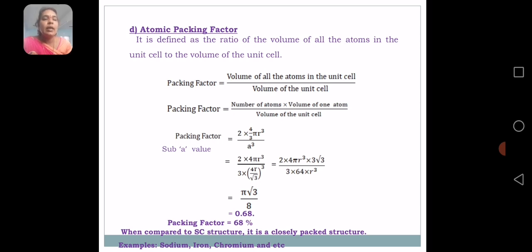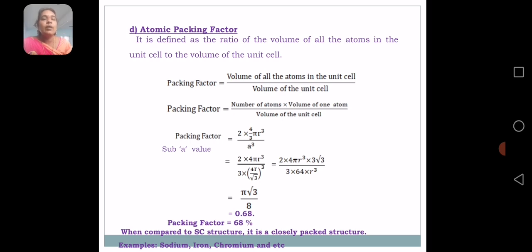Then substitute the A cube value. What is A? We already found out, that is A equal to 4r divided by root 3. So 2 into 4 by 3 pi r cube, divided by 4r by root 3, the whole cube. Simplify this equation, we get pi root 3 divided by 8. Calculating pi root 3 divided by 8, finally we get the value 0.68, taking the percentage, so the packing factor is 68%. When compared to the SC structure, it is a closely packed structure. The SC structure value is 52%, and the BCC value is 68%.